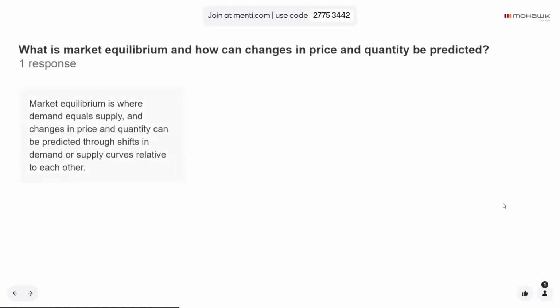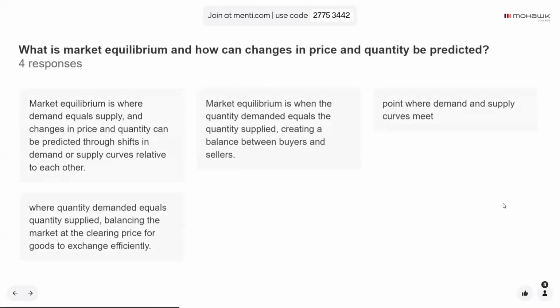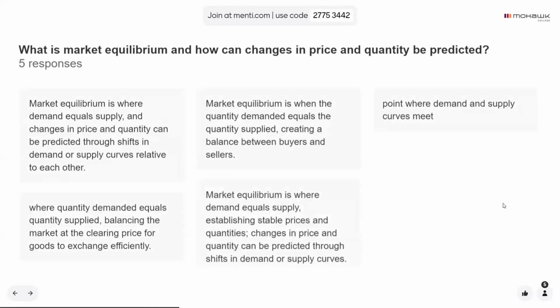Market equilibrium is where demand equals supply, and changes in price and quantity can be predicted through shifts in demand or supply curves relative to each other. Market equilibrium is when the quantity demanded equals quantity supplied, creating a balance between buyers and sellers. It is the point where demand and supply curves meet, balancing the market at the clearing price for goods to exchange efficiently. Market equilibrium establishes stable prices and quantities. Change in price and quantity is predicted through the shifts in demand and supply curves.